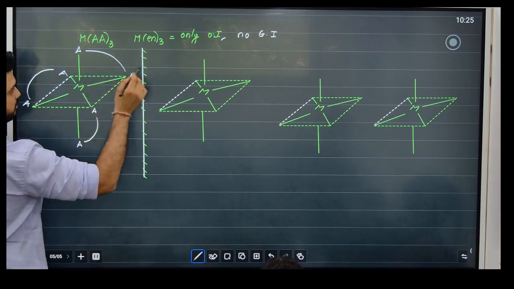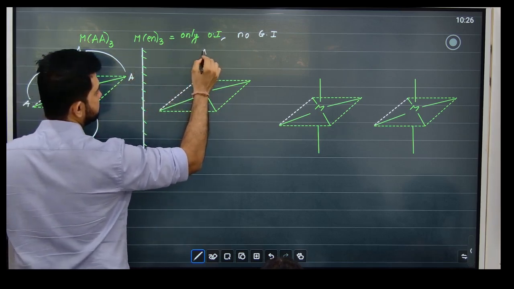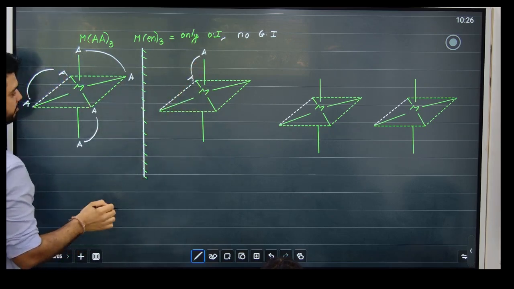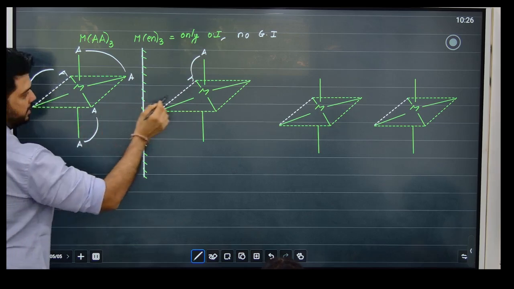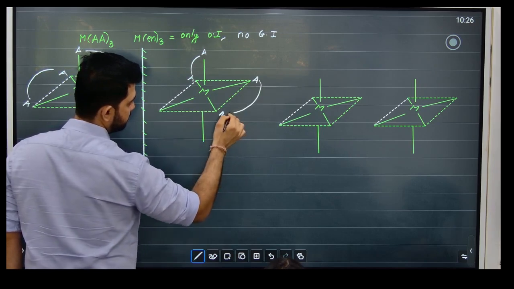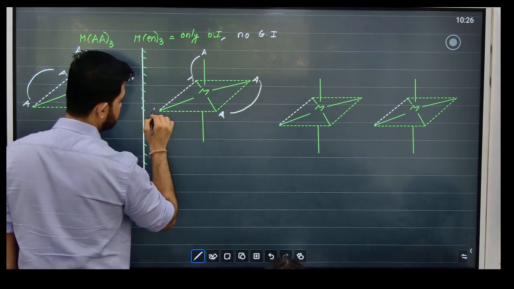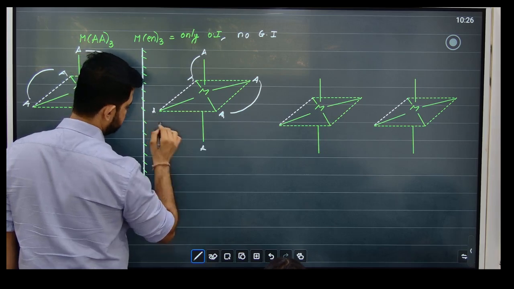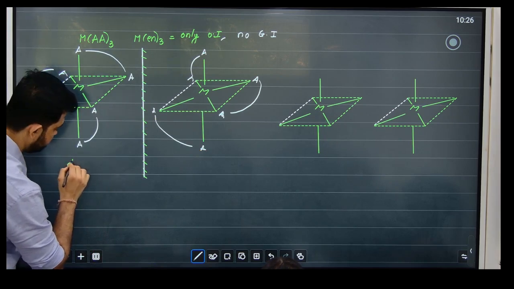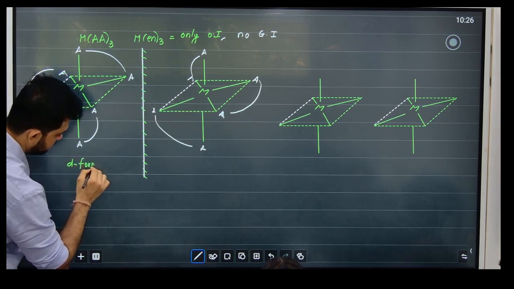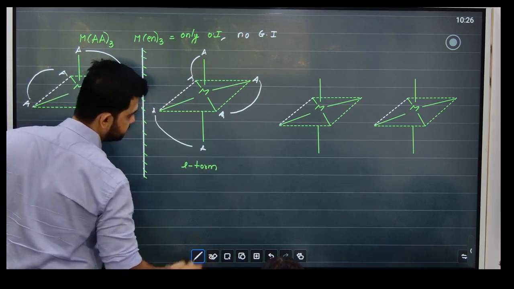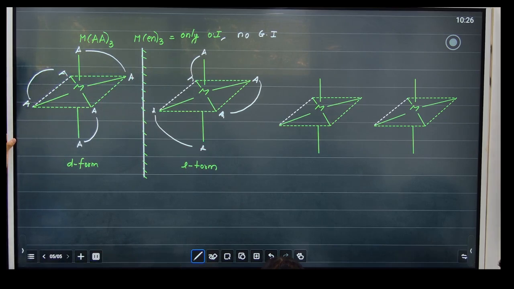So this A will still remain here. Where is this A now? Similarly, ye A and A will move over here. And the last one, if this is, let's say, the D form of the compound, then इसको हम क्या बोलेंगे people? L form. Did you get that?